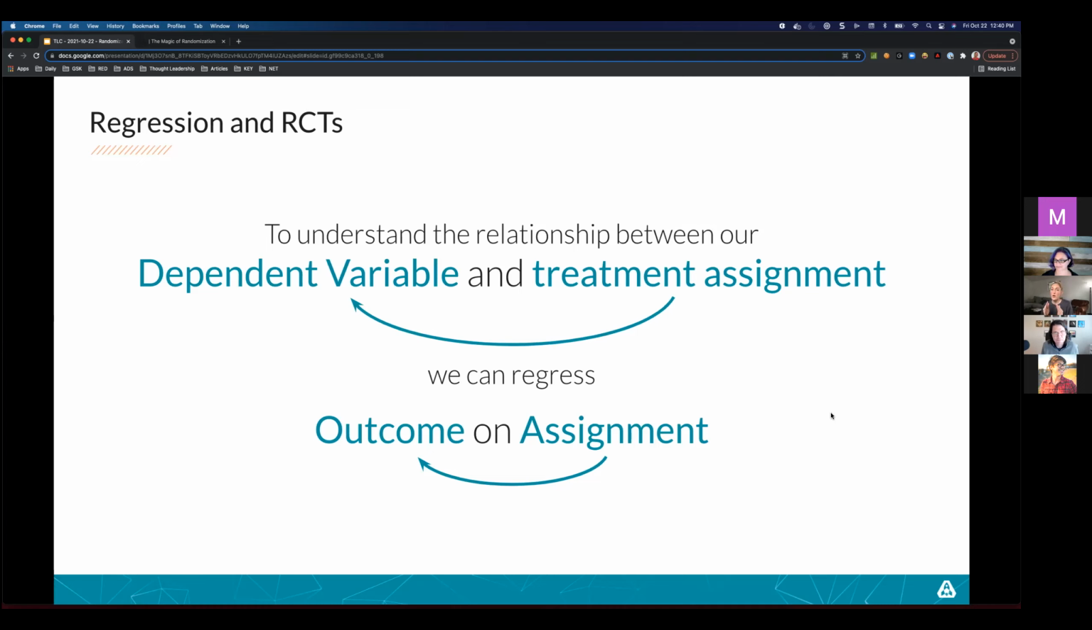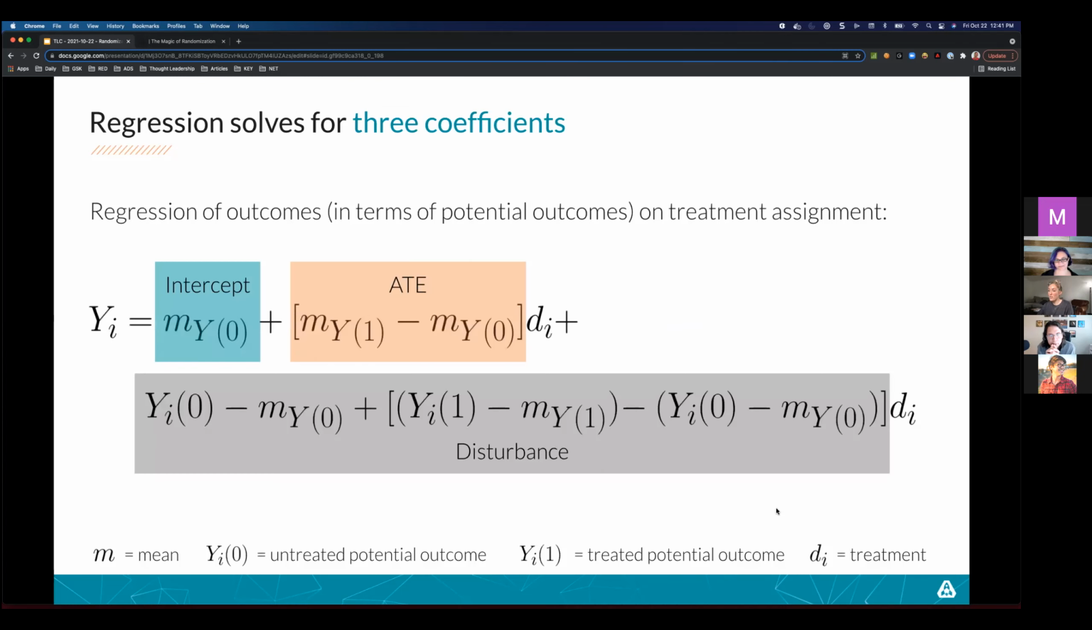So to start, when we run an RCT, we're trying to understand the relationship between our dependent variable and our treatment, or whether it was assigned to treatment. And how we can do that with regression is to regress our outcome data on our assignment. I know this looks really mathy and heavy, but I'm going to walk through it and just ignore the symbols to a point. We're just going to talk about these beautiful color blocks. This is the equation where you're regressing outcomes, in terms of potential outcomes, on treatment assignment.